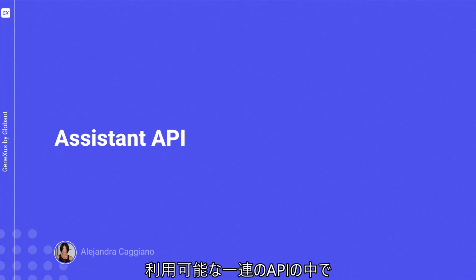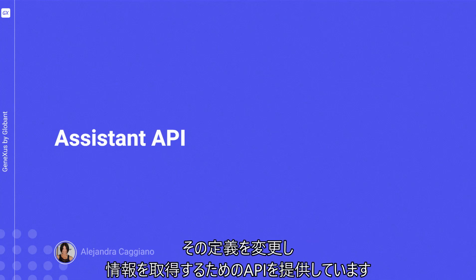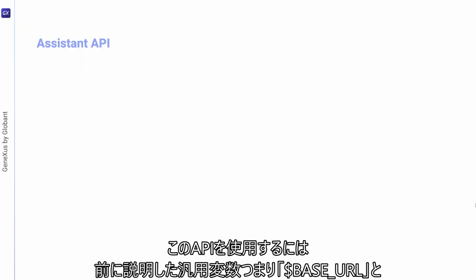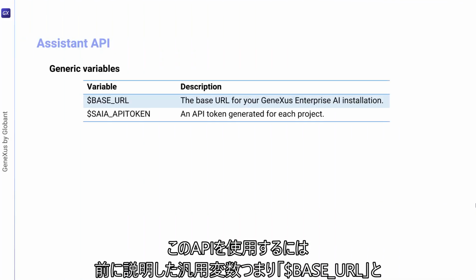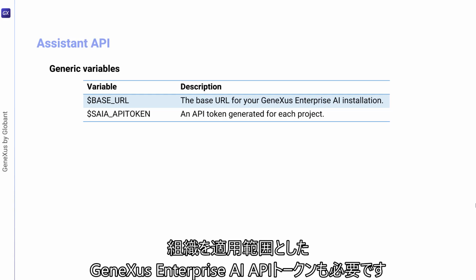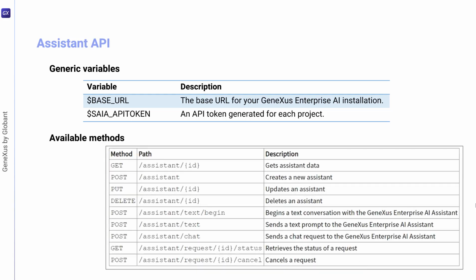Within the set of available APIs, Genexus Enterprise AI offers one to create new assistants, modify their definitions, and retrieve their information. To use this API, we must consider the generic variables that we already know, base URL and SIA API token. In addition, a Genexus Enterprise AI API token related to the scope of the organization is also required. The methods available for this API are as follows.